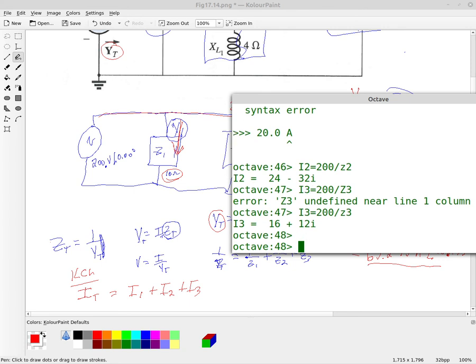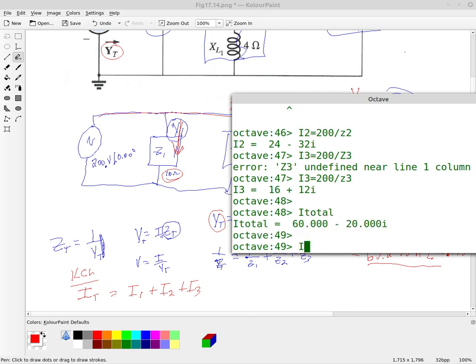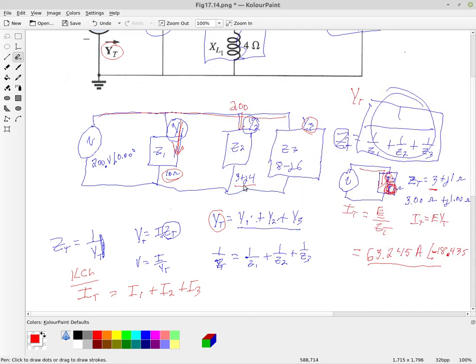All right, so now remember that I total in rectangular form is 60 minus J20. And if I take I1, add I2, add I3, we get 60 minus J20. And so that verifies Kirchhoff's current law, which tells me that my math must have been correct.